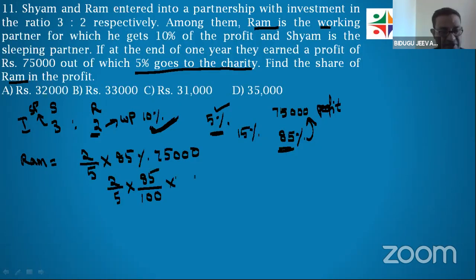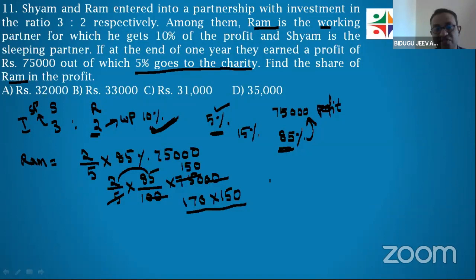Right? Great. So it gets cancelled: 5 into 150. Wonderful. 2 into 85 is 170, into 150. Let me calculate 17 into 15. What is the calculation? 17 times 5 is 85, 17 times 1 is 17, and adding gives 255. Following my point? So I'll write 25,500. Hope you're following my calculation, a two-digit multiplication.